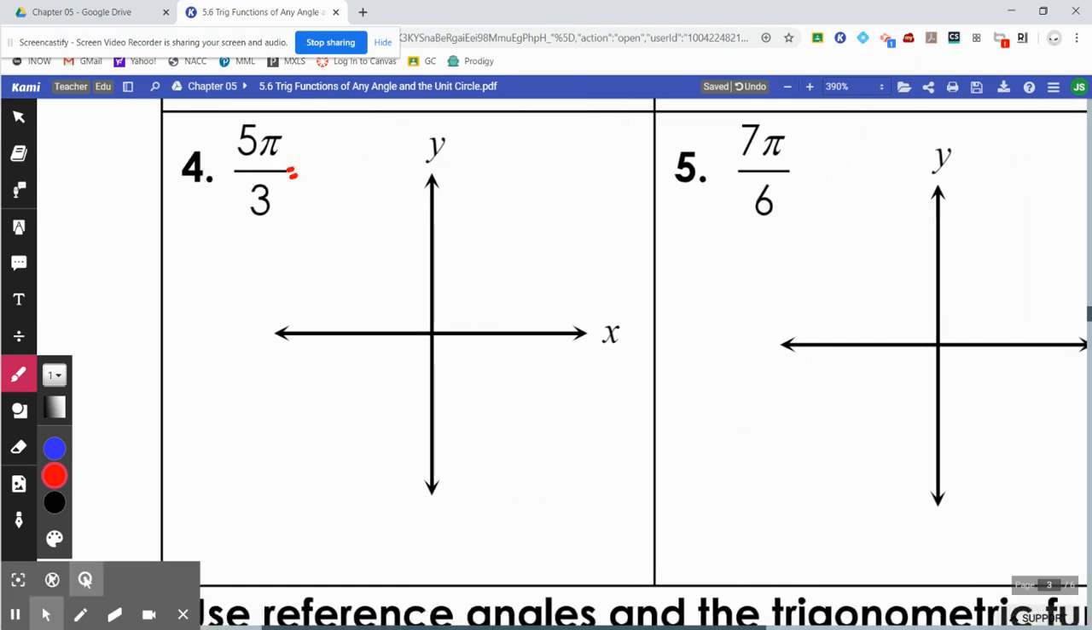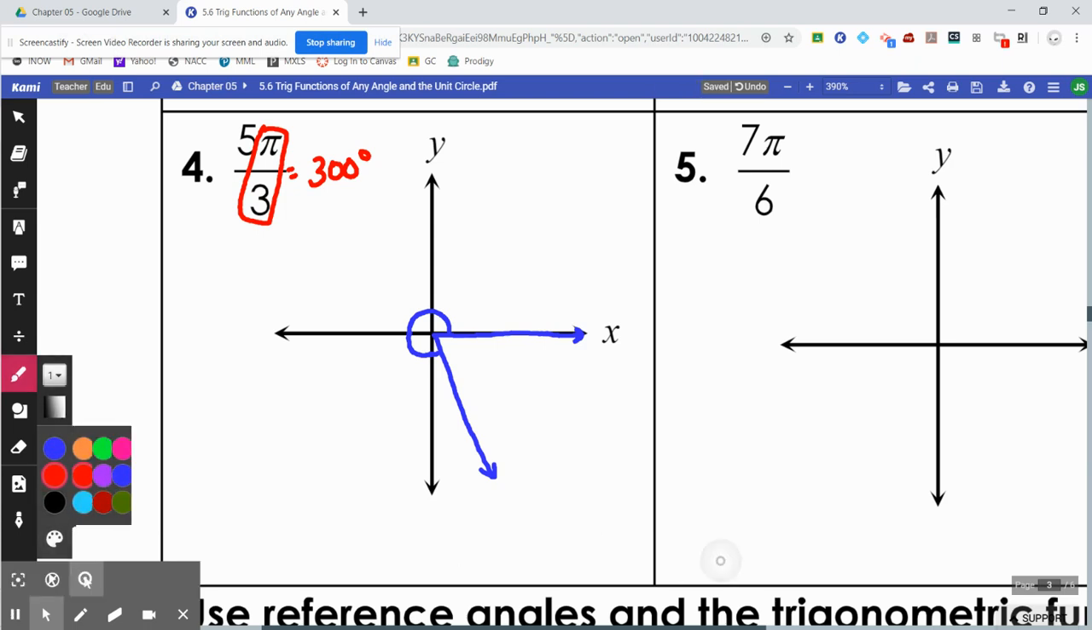Radian measures, always change to degrees. Pi over 3, that's 180 divided by 3, which is 60. 5 times 60, this is a 300-degree angle. So here is my initial side. I'm going to rotate 300 degrees. That's going to be 90, 180, 270, plus 30 more. So 270 and 30 gives me my 300.